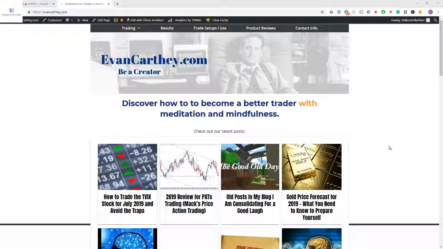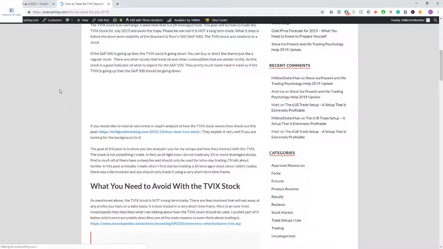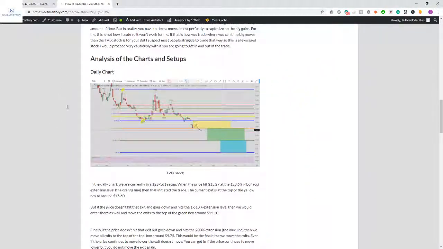Today I'm going to go over a couple charts on how to trade the TVIX stock. It's basically a two-times leverage fund that inversely goes against the S&P 500. So basically when the S&P 500 goes up, the TVIX goes down, and when the S&P 500 goes down, the TVIX goes up. You can read more about it in the post here, basically the little background info, how it works, got some links in there and things like that. But what I'm going to go over in this video is the charts.